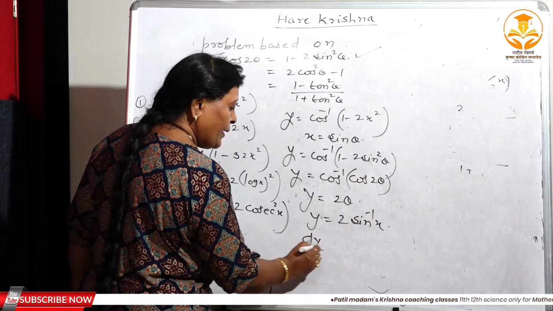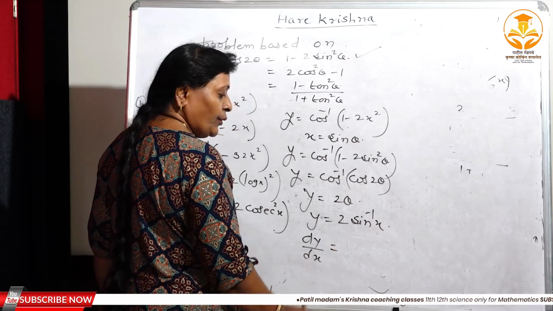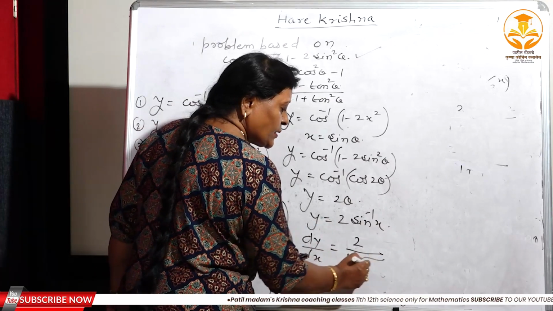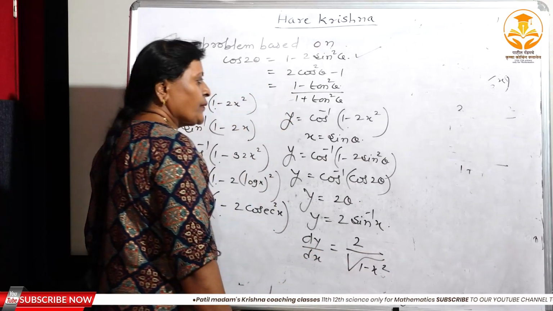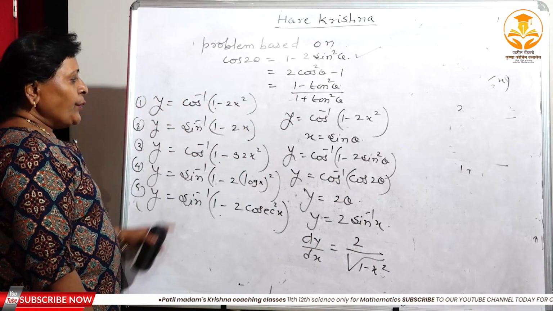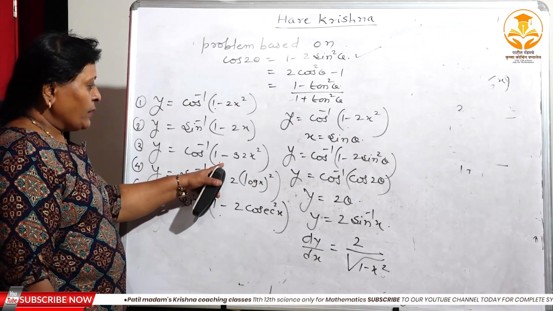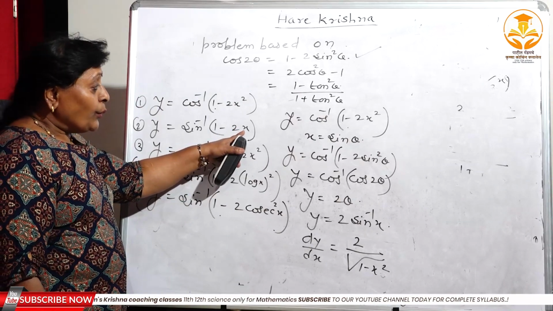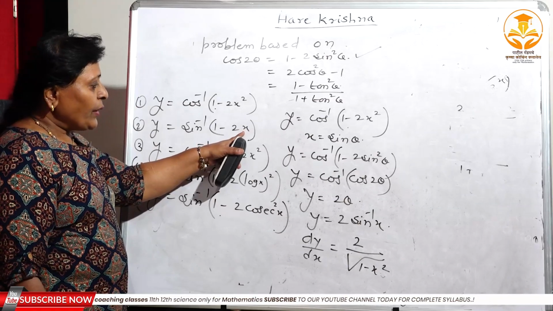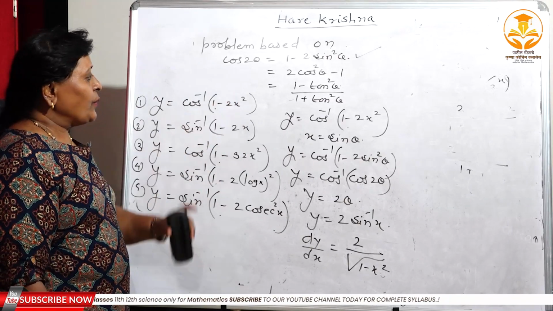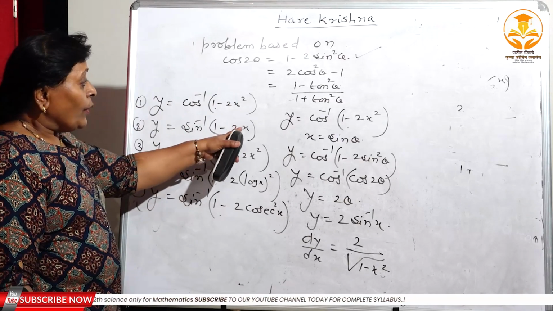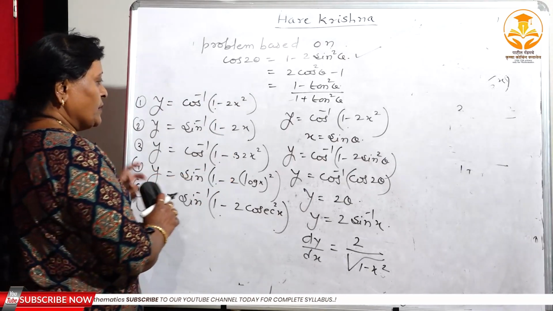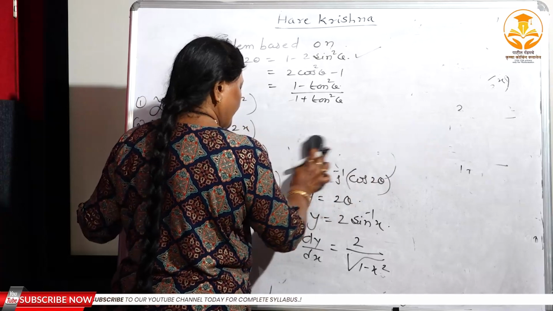Therefore, dy by dx is equal to what? 2 remains as it is. The derivative of sin inverse x, 1 upon root of 1 minus x square. Isn't it? Can you do the another problem here? I will take third one. Here you can write, in place of x, root x square. And here you can substitute root x is equal to what here? Root x is equal to sin theta. Now here, take the third one.